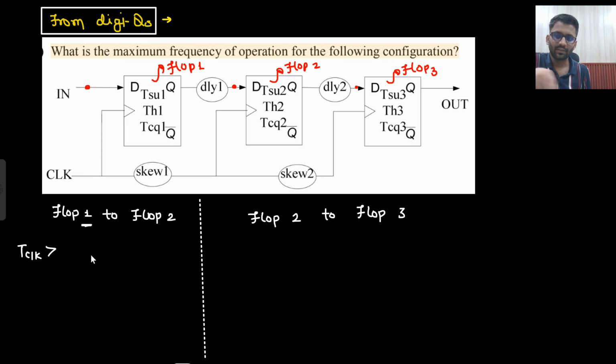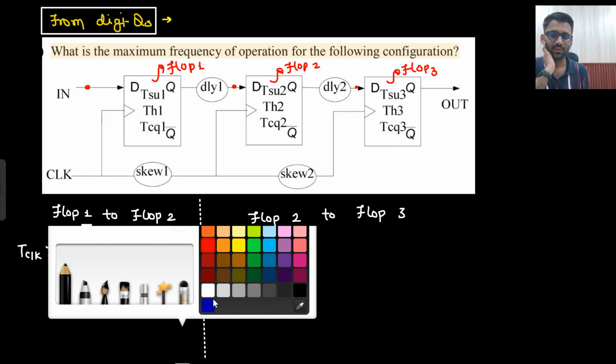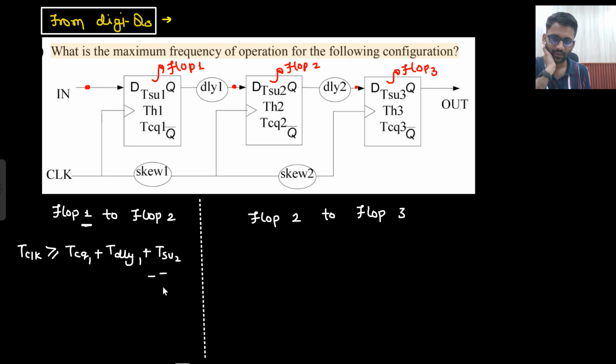Skew is ahead. So T clock should be greater than or equal to T CQ1 plus T DLY1 plus T setup 2, the setup margin. And when I reach here, I see the setup margin, and what else do I see? If the clock of this flip-flop is having some skew or not. Yes, the clock of this flip-flop is having some skew. So that skew I have to subtract. So that's it. This is my T clock for this.